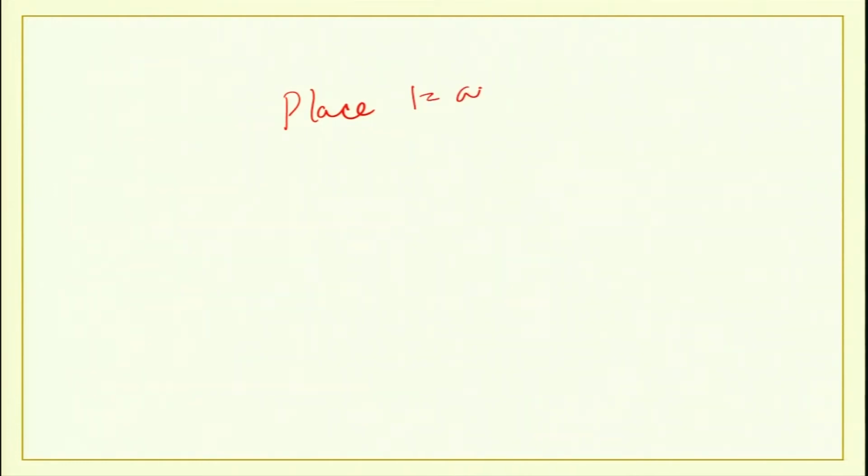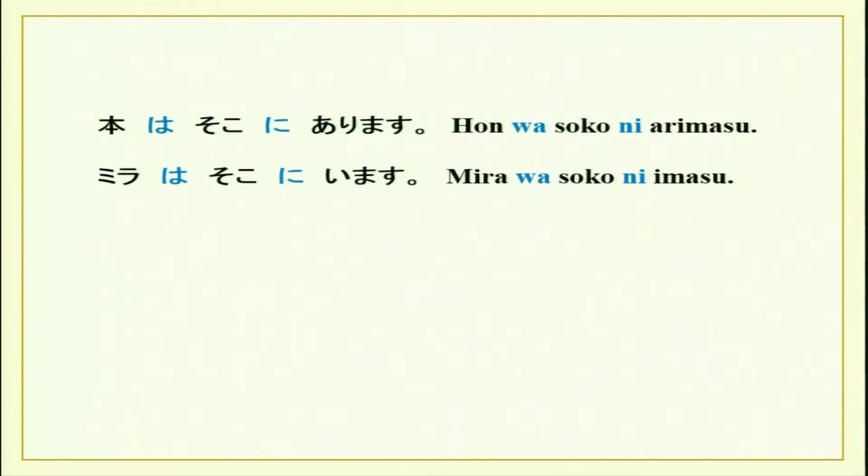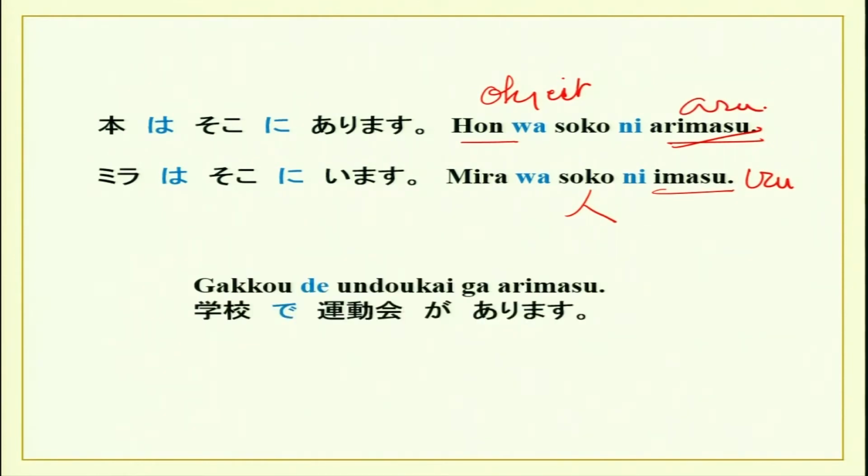So, you can see place ni aru or iru, place ni object, aru and hito iru, iru and aru. Now, gakkou de undokai ga arimasu. It is taking place or happening.